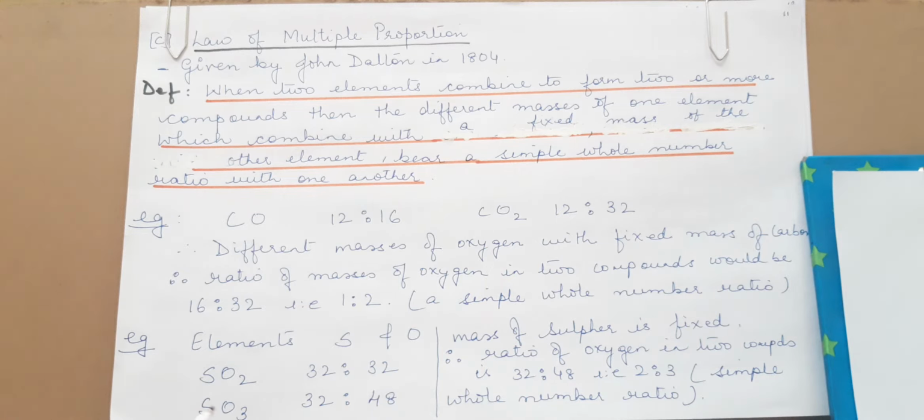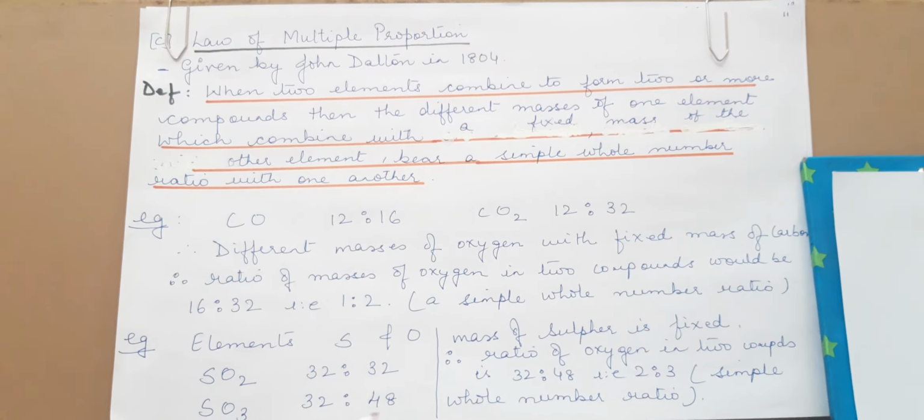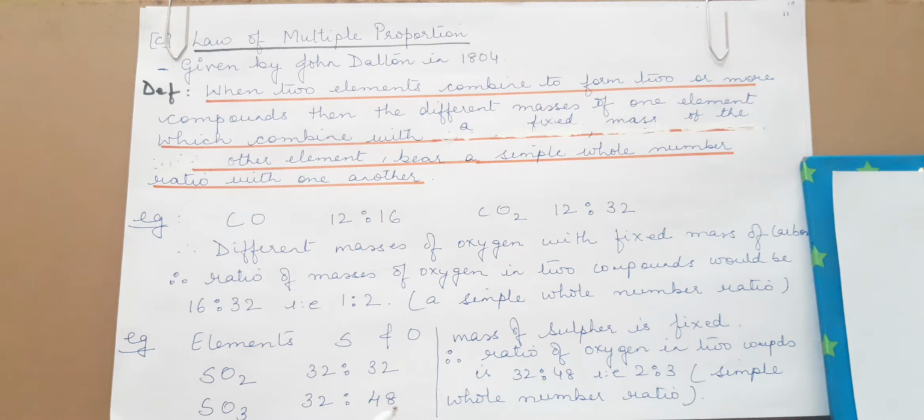And when we come to sulfur trioxide, the ratio of their masses in terms of sulfur trioxide would be 32:48. Why 48? Because 3 into 16, 3 atoms of oxygen. So 3 into 16, that becomes 48. So I have the ratio 32:48. Now we have to fix the mass of one. Here it is automatically fixed. The sulfur has got 32 and 32 in both the cases.